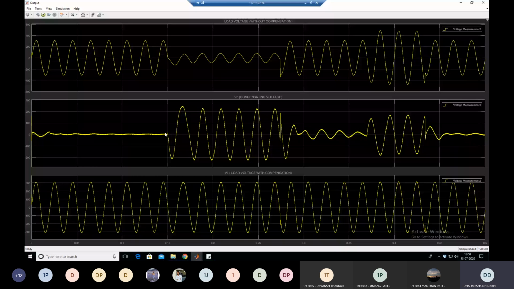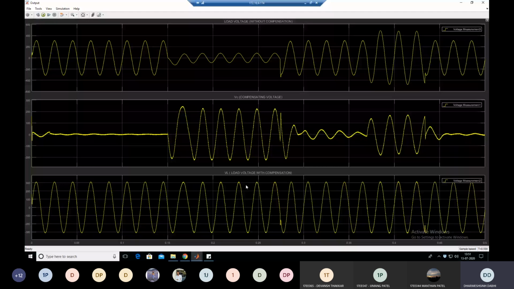Now at this time you see the compensating voltage. Now your DVR is operated because it senses that the load side voltage has become lower than the rated voltage. So we need to inject voltage to make the voltage near to 1 per unit or rated voltage. So to make the load voltage 1 per unit, the DVR injects the required amount of reactive power or voltage in series with the line to maintain the load voltage near to 1 per unit.